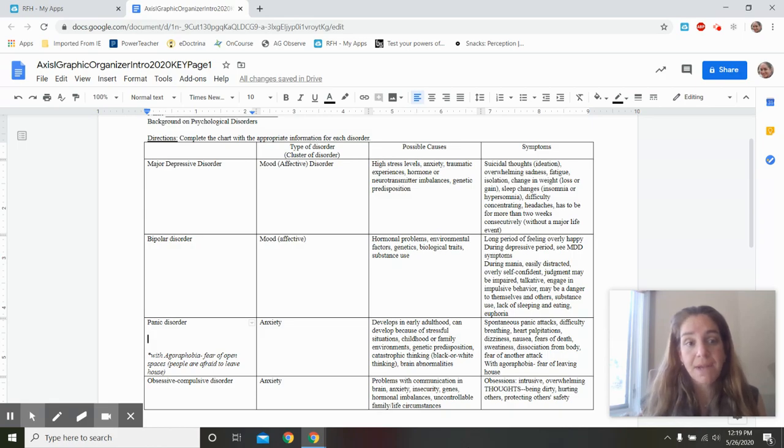Okay. So just as a baseline, bipolar disorder, okay, you're going to have the depressive period, which we just went over. You see the major depressive disorder symptoms. And then you're also going to have alternating periods of feeling happy or euphoric. Okay, so during mania, we say that you're easily distracted, overly self-confident, that you have impaired judgment, that you're very talkative, you talk at a mile a minute. You might engage in impulsive behavior. You may not eat or sleep. You may use substances. You may be dangerous to yourself and other people. Okay.